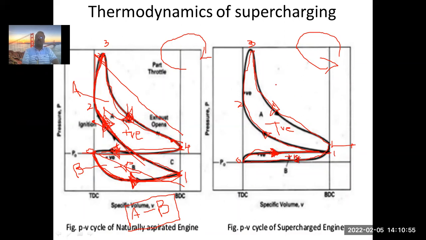So what will be the net power output? Anybody? What will be the net power output? A plus B. A plus B. So thermodynamically, we are proving here that by utilizing supercharging, we are able to increase the power output. In one case, it is A minus B. In the second case, it is A plus B, which means obvious that with the help of supercharging, we have increased the power output.